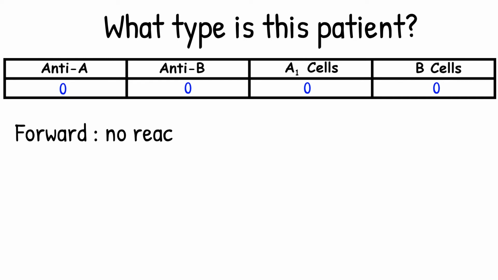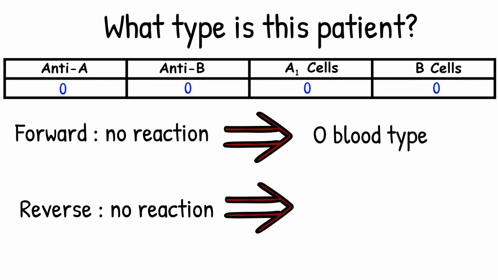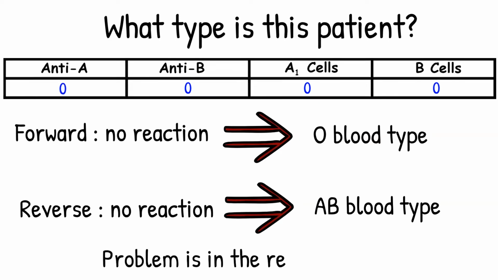So when you look at these reactions, there are no reactions in either forward or reverse. When you're looking at the forward reactions, you get O blood type. When you're looking at the reverse typing, you get an AB blood type. The red blood cell antigen is usually reacting really strongly. So my first thought is missing reactions in the reverse typing. This means that the patient is potentially type O, but missing anti-A and anti-B in the patient's serum or plasma.